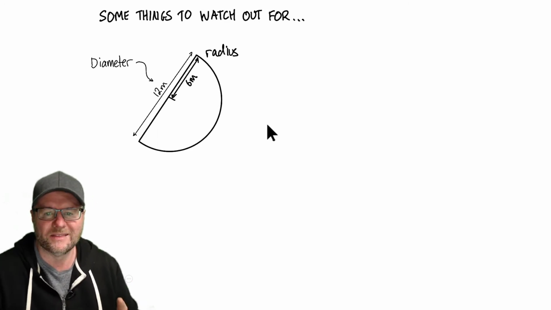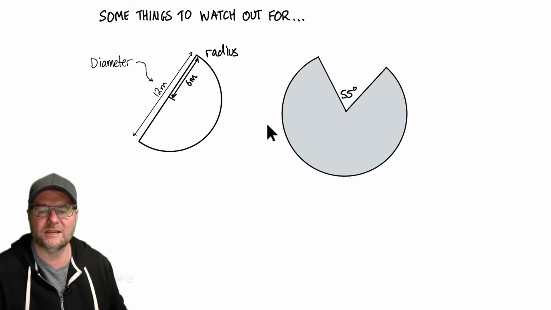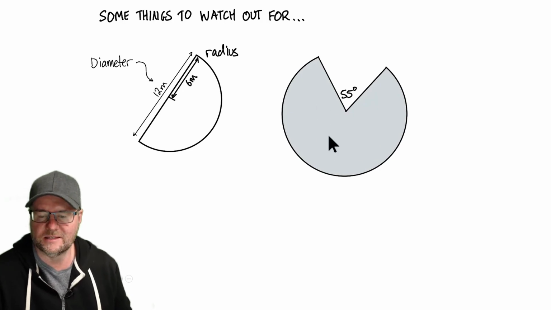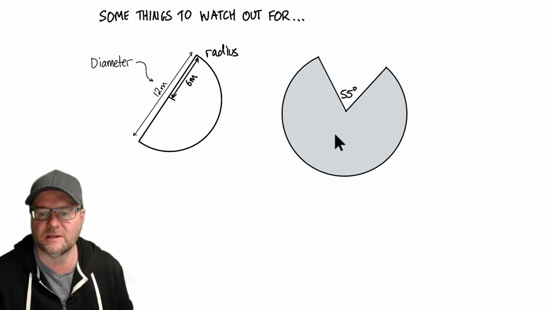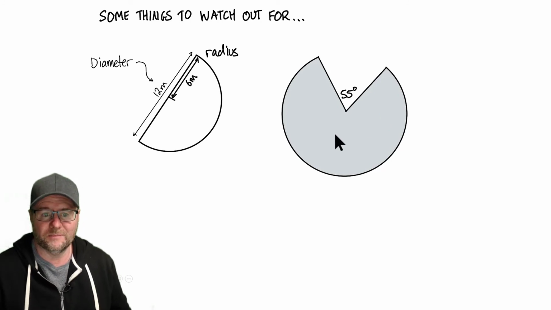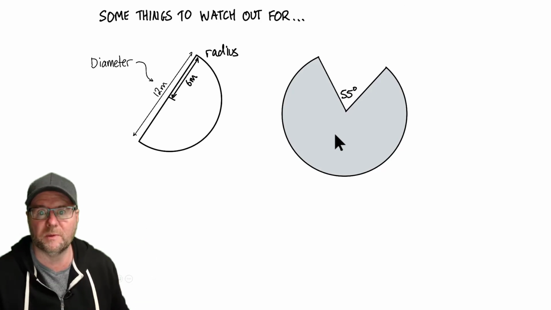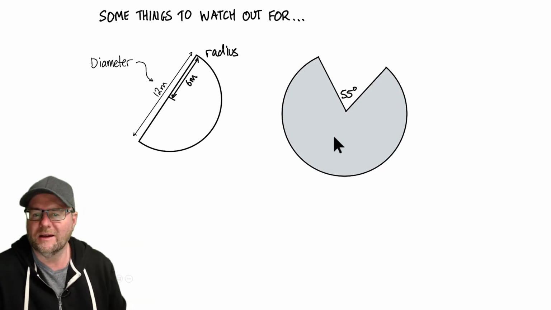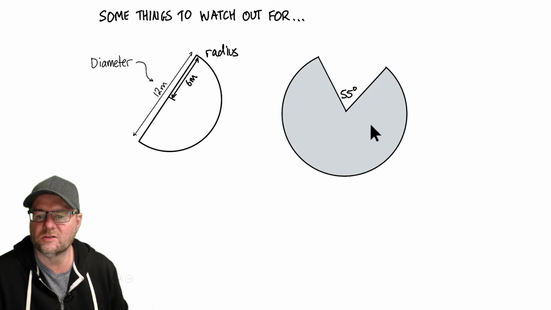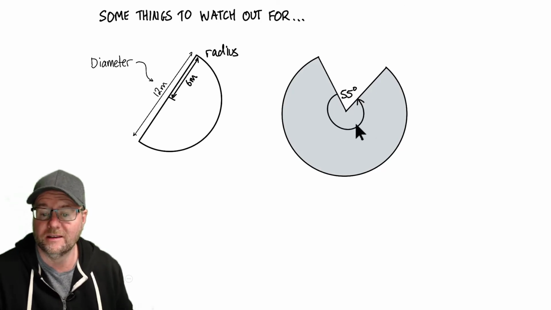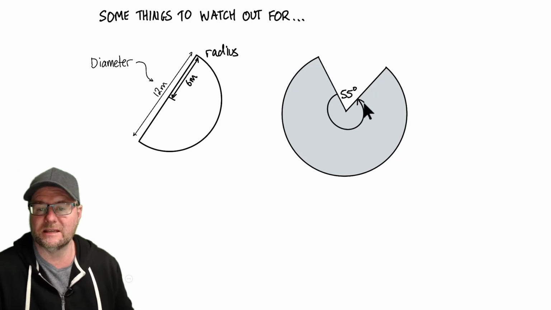Watch out for that. The last little trick to watch out for, let's say you were asked to work out the area of the shaded sector. Now that looks more like a Pac-Man than a piece of pie, but it's still a sector. It's just a really big one. Imagine a piece of pie, like, you know, a big piece of pie. Now, in this case, we need to use this angle, right? The angle that is inside the piece that we're keeping, in this case, inside the shaded.